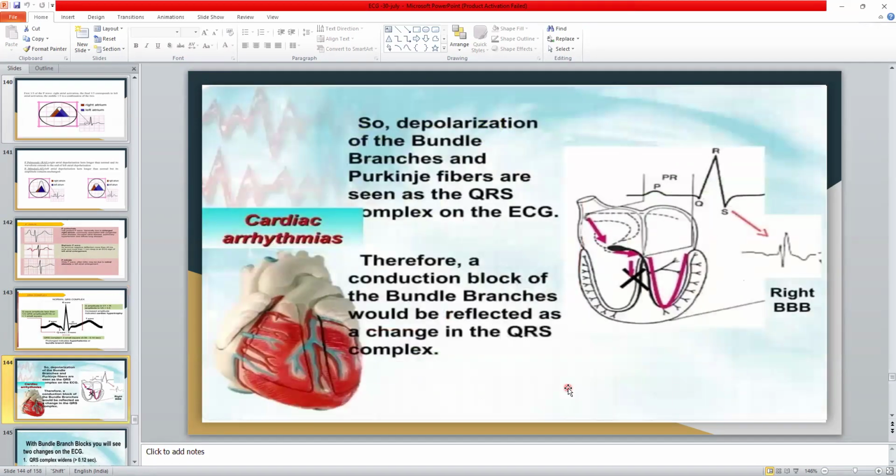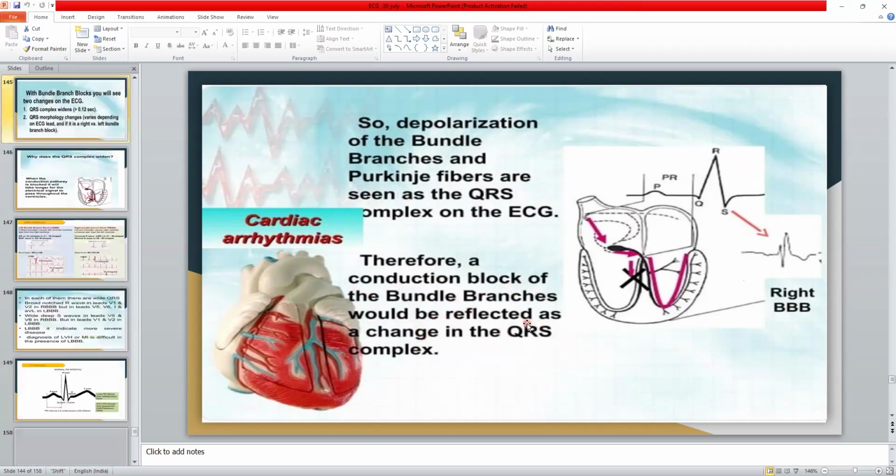What happens when the QRS complex is abnormal? As we all know, the QRS complex represents the depolarization of both the ventricles, that is the right ventricle and the left ventricle. The depolarization of the bundle branches and the Purkinje fibers is seen as the QRS complex in the ECG. Therefore, whenever there is conduction block of the bundle branches, there will be change in the QRS complexes.